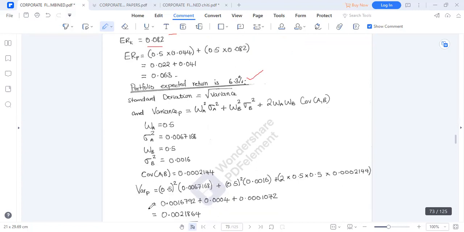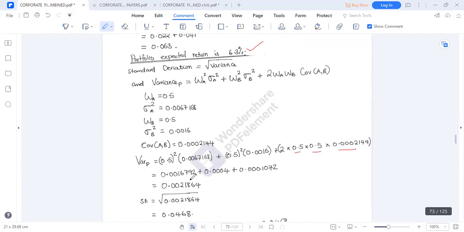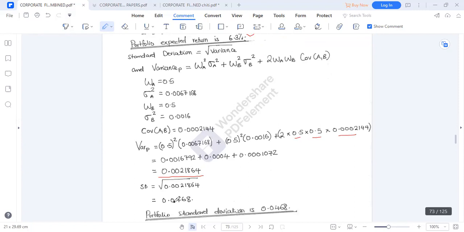Then computing it together, 0.5 squared, I'm not squaring the variance, it's already squared, plus 0.5 squared. I'm not squaring the variance for B. And here, the 2 is part of the formula. 0.5 are the weights, and the covariance will be calculated. So we're going to get the final answer of the variance as 0.02. When we square root it, we get 0.0468. In percentage, this could be 4.68% if you want.